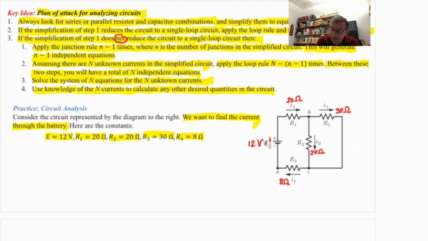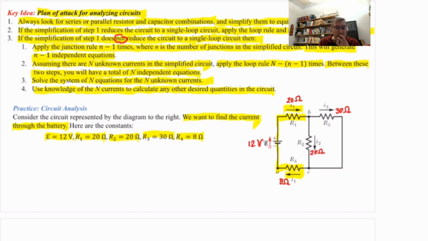Notice that that's the current then in this branch right there on the left side, which has been labeled I1 and is going around clockwise, just in that left branch. All right, so look at our steps. Step 1, first look for series or parallel resistor and capacitor combinations. Well, I don't have any capacitors, but look at the resistors. Are any of those 4 in series or parallel?